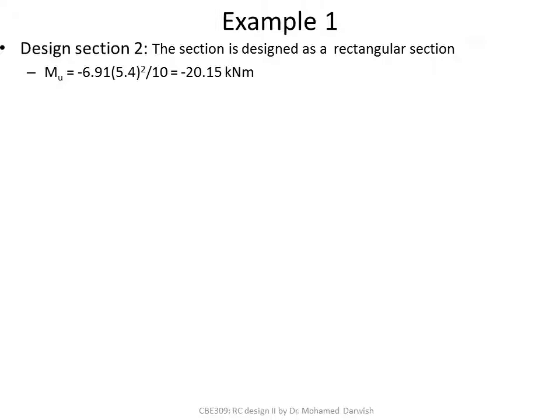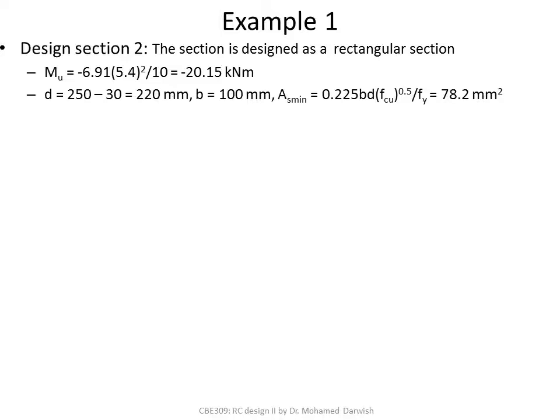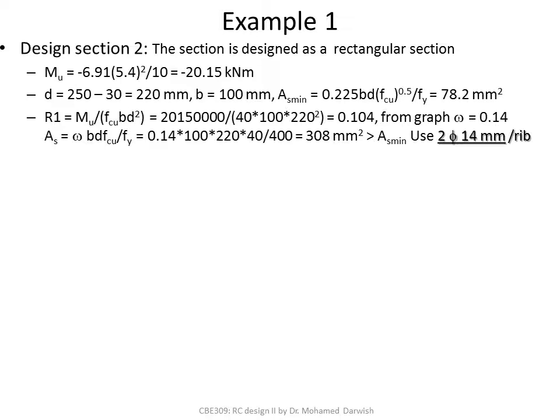From the other side, section 2 is designed as a rectangular section. So you'll calculate the moment. It's 20.15 kilonewton meter. D is 220 millimeter. R1 is using the R1 omega relations. Again, you will find AS is 2 phi 14 millimeter per rib.